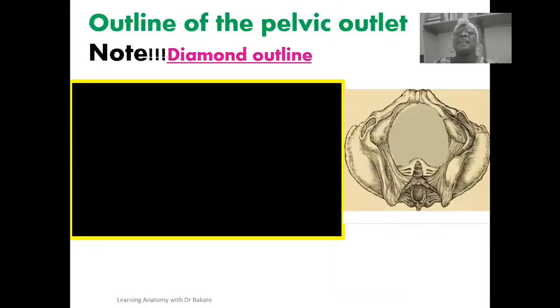So going further, let's look at the outline of this pelvic outlet. We say that this pelvic outlet has an almost diamond configuration outline. Because of this, we are going to follow this pattern to establish the different structures that are located at different points.